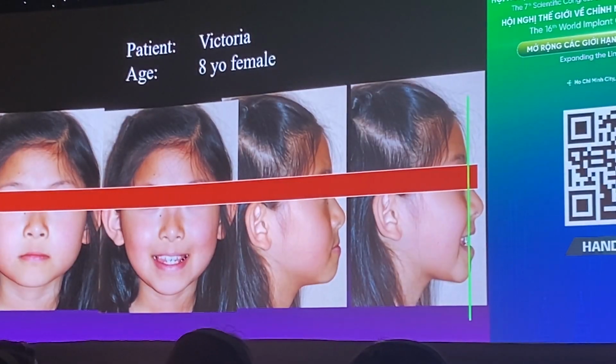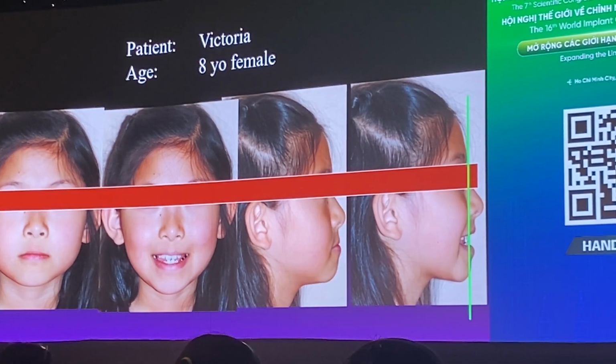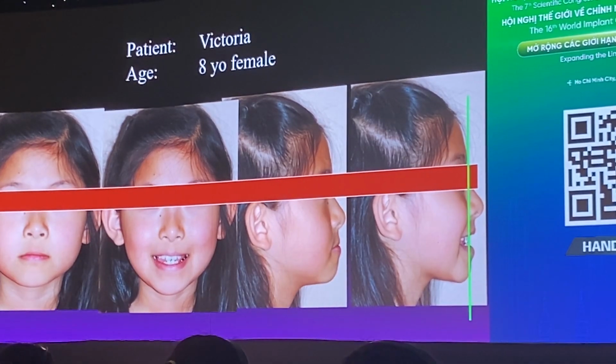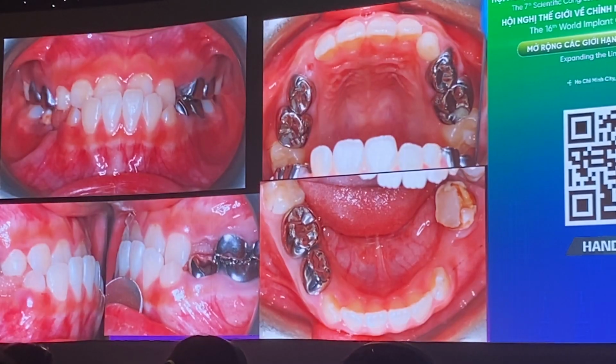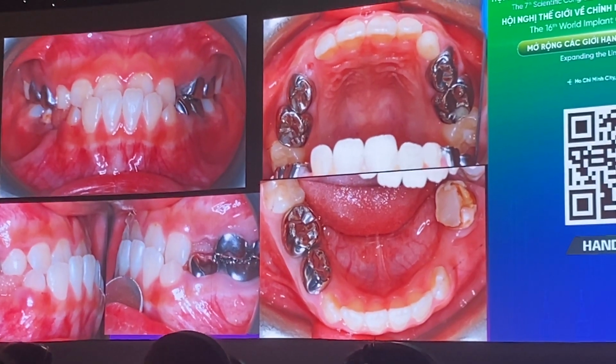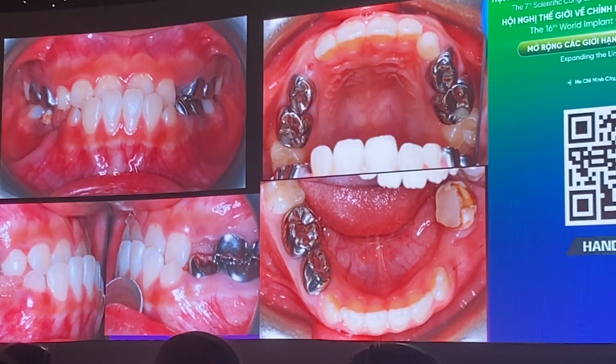So let's take a look at the patient. This is Victoria. She's 8 years old, so she belongs to 7-Eleven. Everybody say it together. 7-Eleven. All right. So 8 years old, mixed dentition. She has a slightly protruded lower jaw. So the first thing you need to check is the CO-CR discrepancy, right? I mean, she has an anterior crossbite, but the question is, is that a real skeletal class 3?